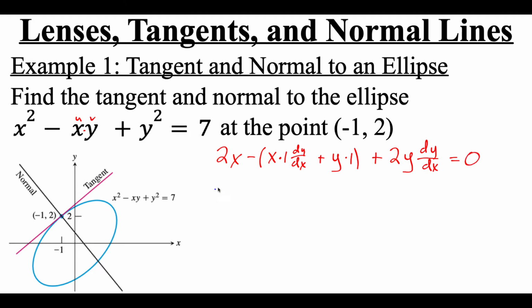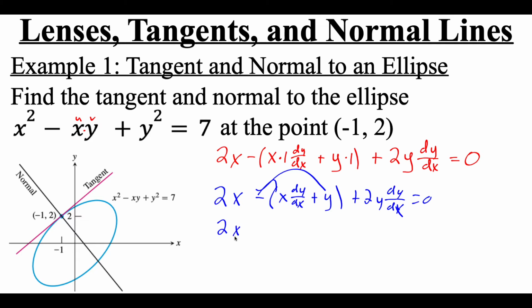Now inside of our parentheses, if we work on cleaning up that product rule, x times 1 is just x with the dy dx attached. And then on the end, y times 1 is just y. And then we've got plus 2y dy dx equals 0. I'm going to distribute this negative in here. So then this is going to say 2x minus x dy dx minus y plus that 2y dy dx equals 0.